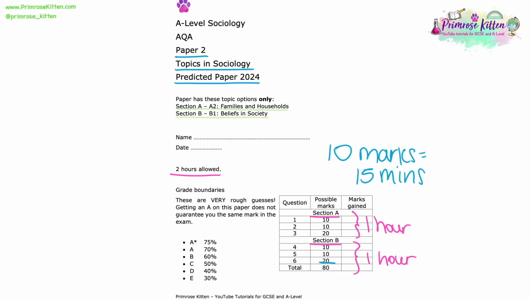Starting with families and households, we will go through the predicted questions, we will then have a look at a mark scheme and then a top band answer to match that mark scheme. So let's get going.